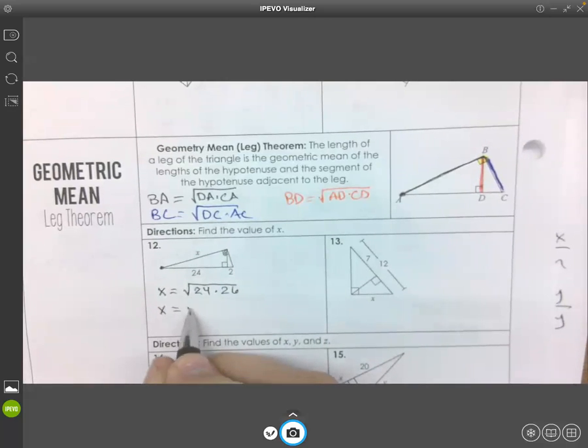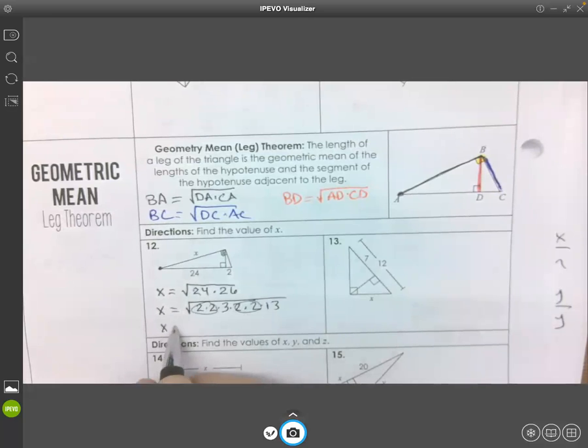So then we can simplify that. 24 is 2 times 2 times 3 times 2. 26 is 2 times 13. So 2 pairs up, another 2 pairs up. That means it's 4 square root of 39.